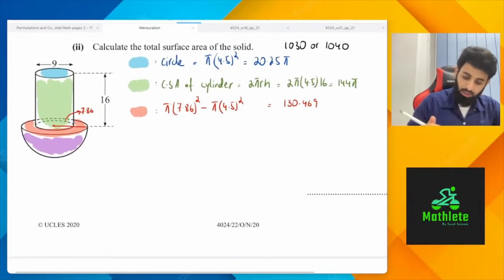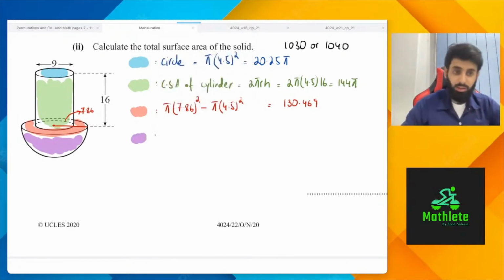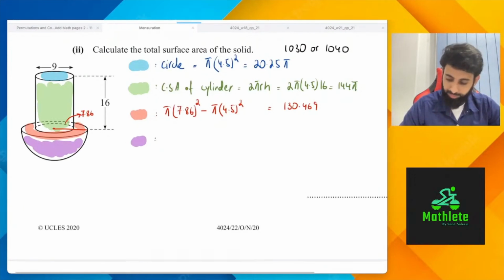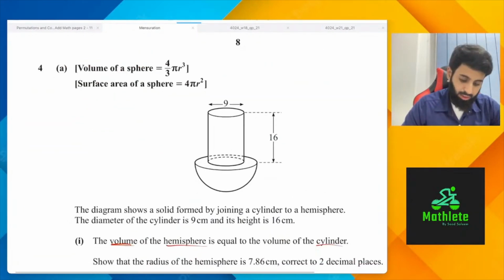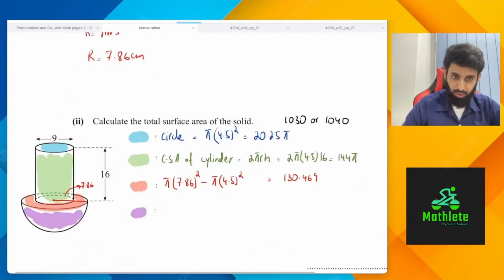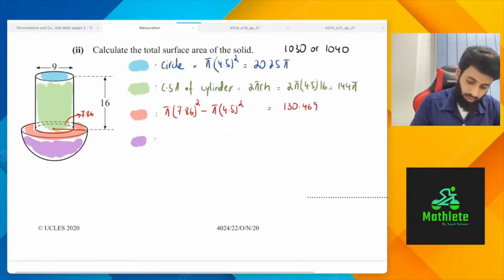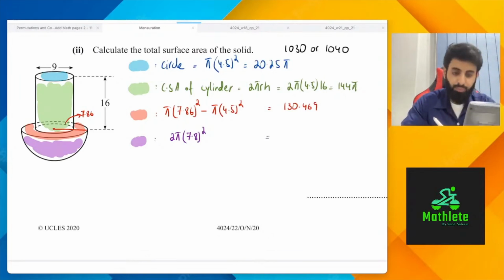ठीक है. अच्छा. And then finally, we're almost there. Then finally, हमने क्या करना है? We need to find out the region that I've highlighted in purple, which is basically the hemisphere. Hemisphere का area क्या होता है? यहाँ पे दिया हुआ है आपको. Surface area of a sphere is 4 pi r square. Hemisphere का होगा ये 2 pi r square. रेडियस हम क्या use करेंगे? 7.86 use करेंगे squared. Let's work this out. See what we get.